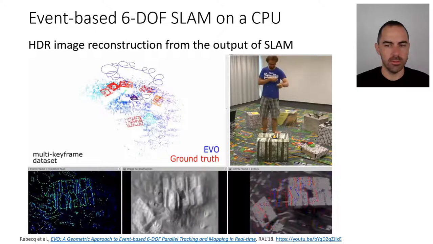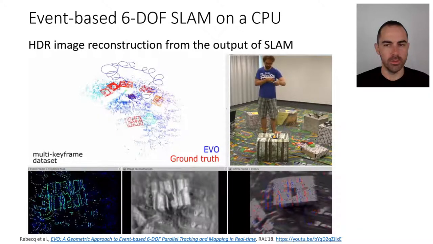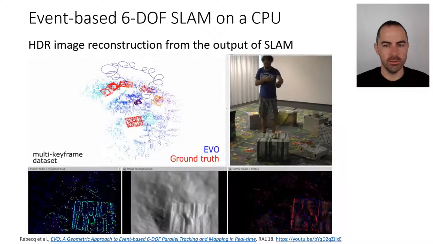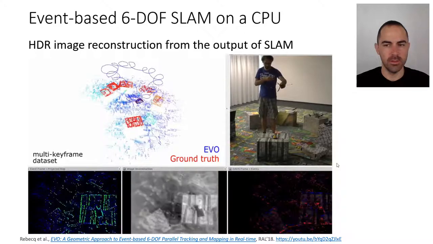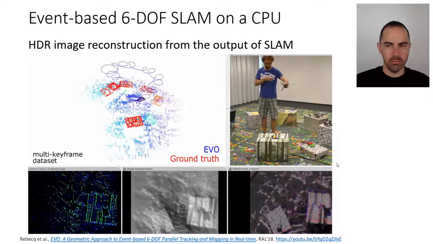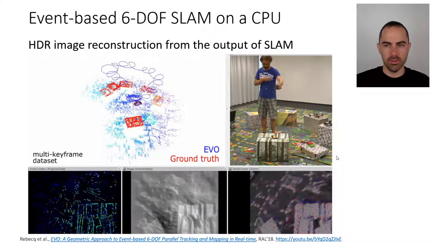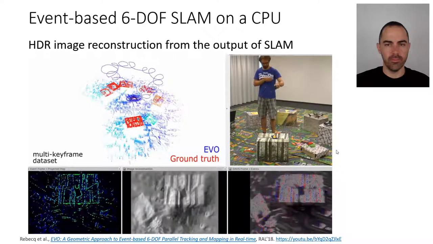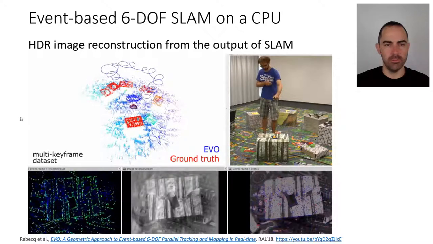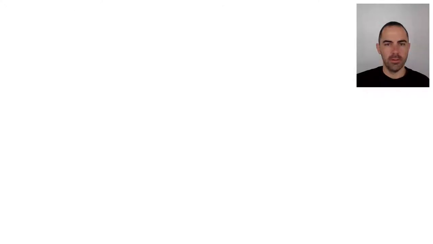brightness images being reconstructed. And they work even when we have dynamic objects or when we turn the lights off and on. This is an HDR. So this is just to show that it can be done, even though it's not needed for 3D tracking and mapping, so for solving visual odometry. Yeah, that's basically it for now.